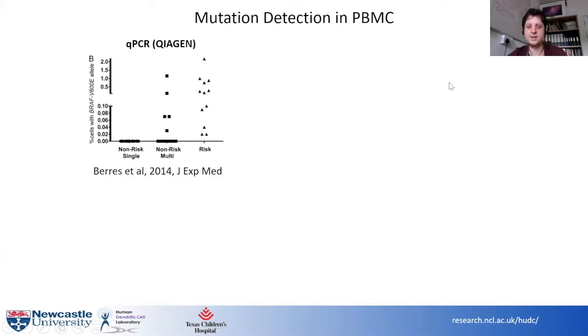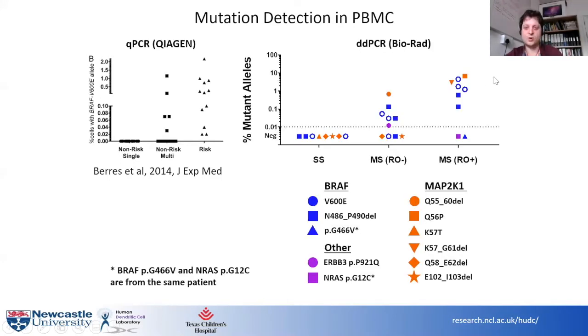Next slide, please. So looking at this cohort, using ddPCR to look at alternate mutations, we can see pretty much the same pattern. No patient with single system disease had circulating mutated DNA. About half of the patients with risk organ negative multisystem disease carried circulating mutated DNA, whereas the majority of patients with multisystem risk organ positive disease had circulating mutated DNA. Next slide, please.